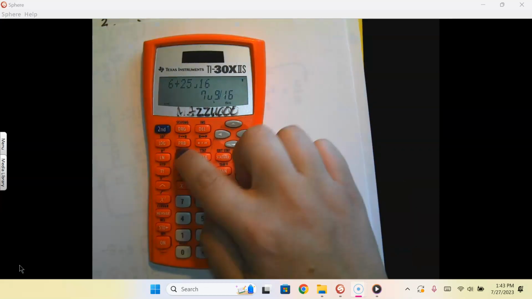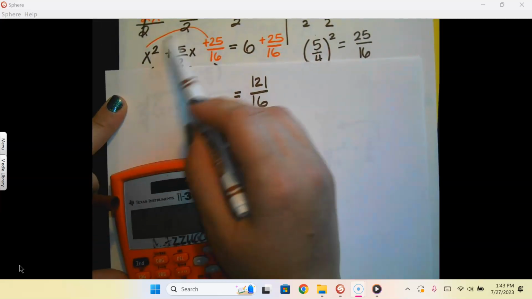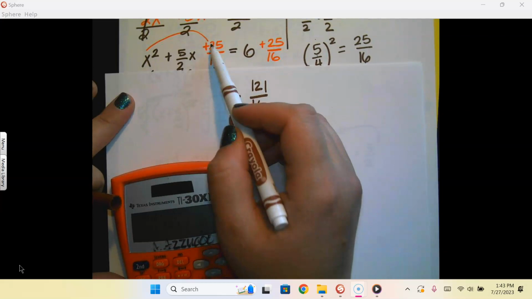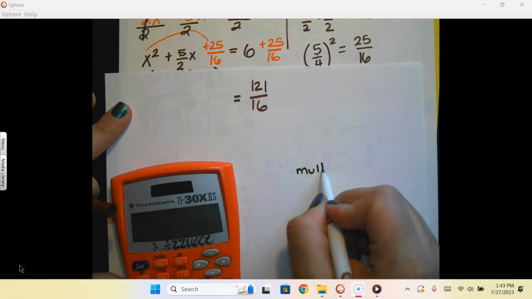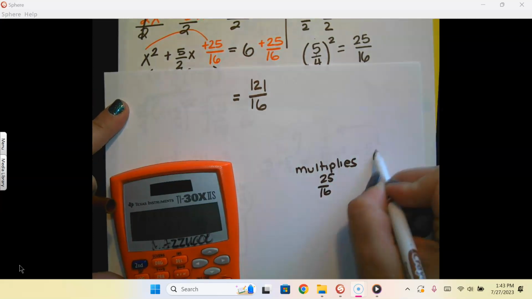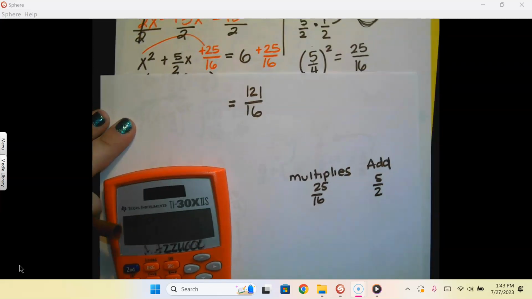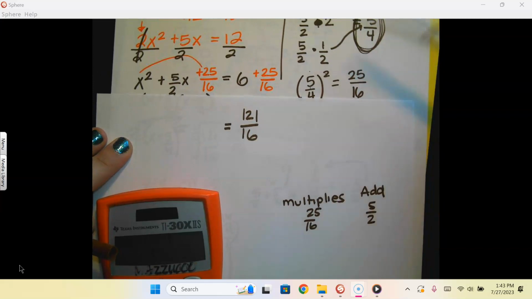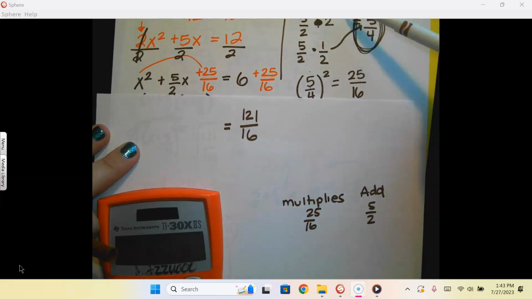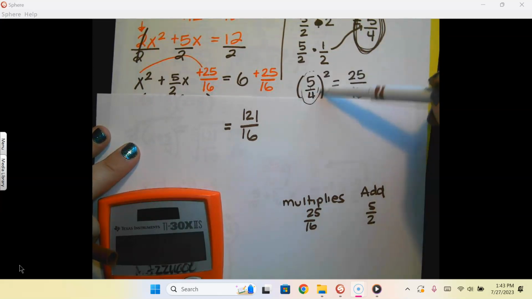Then we're going to change it to an improper fraction, and we get 121/16. And then here, we're trying to factor this as a perfect square. So we're trying to figure out what multiplies to 25/16, and it has to add to 5/2. Now that sounds really confusing, but if you showed your work here, the answer to that question is always what you get before you square. So this number right here that you're squaring.